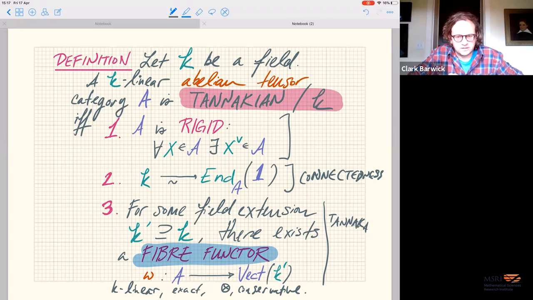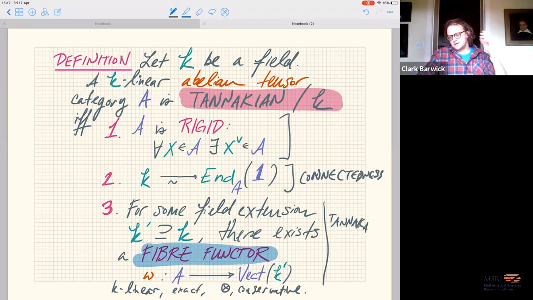Yes, absolutely. I want it to be conservative. I want it to detect equivalences. So if something goes to zero, I want that thing to be zero. That's the rule. So this is what it means to be a Tanakian category over K.